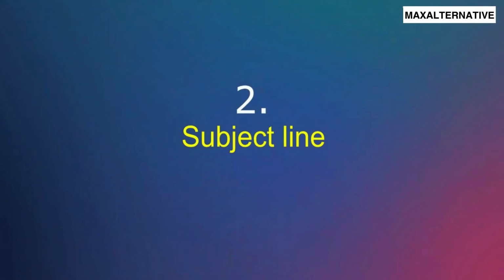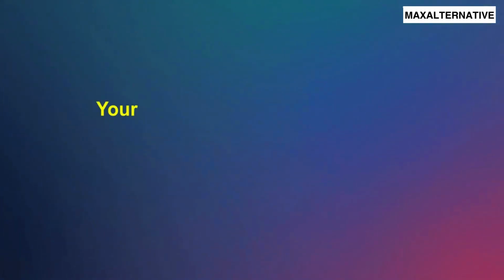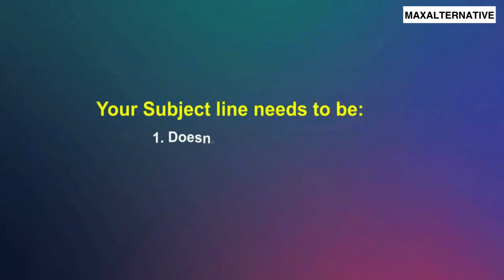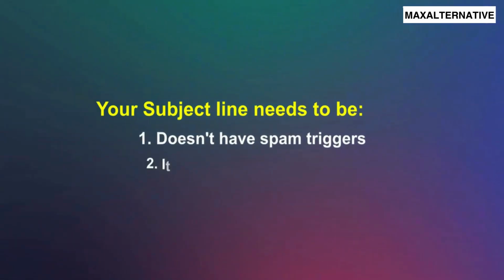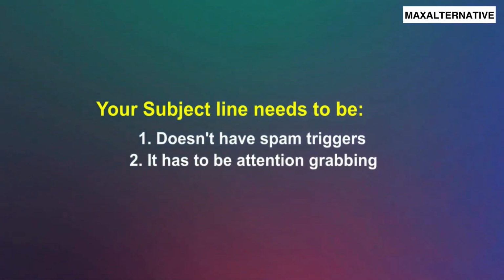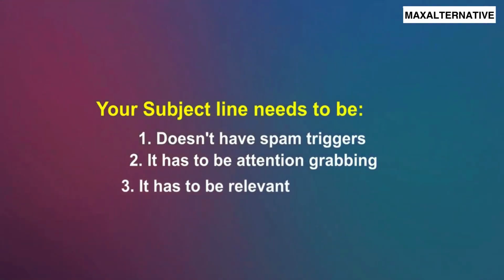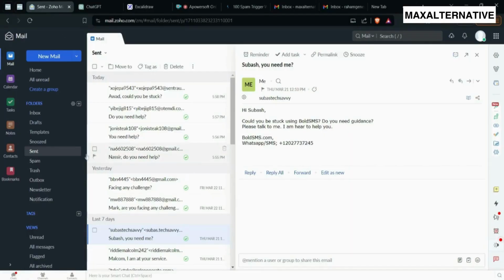The second thing that you need to be keen on is your subject line. So your subject line needs to be, number 1, it doesn't have spam triggers. Number 2, it has to be attention grabbing, creating a sense of urgency or curiosity, and also it has to be relevant. For instance, a subject line that I really love using is one that creates curiosity.